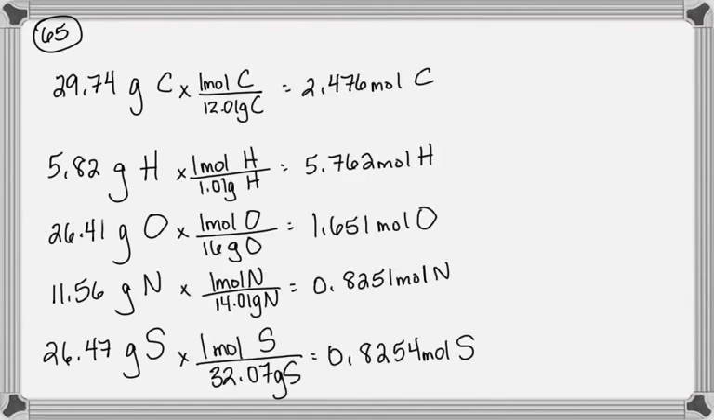Okay, so I've converted each one of them to moles. And we're kind of in the same place here as we were with that combustion analysis problem. Once you get moles of each of your elements, what's your last thing you're supposed to do? You said it earlier. The ratio? You divide by the smallest. And so the smallest one is the nitrogen, 0.8251. So every one of these gets divided by 0.8251 because that's the smallest one.